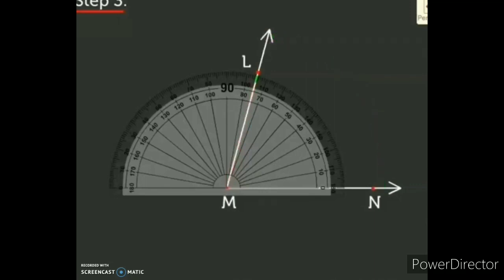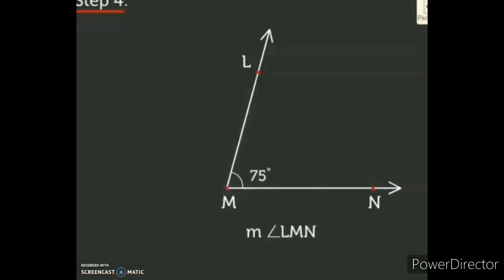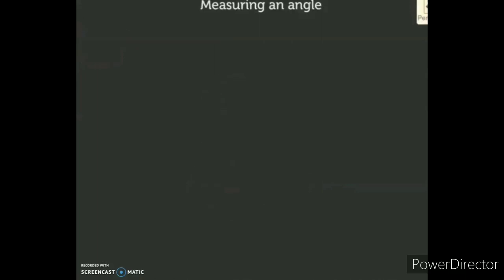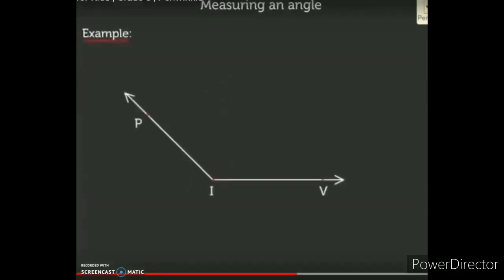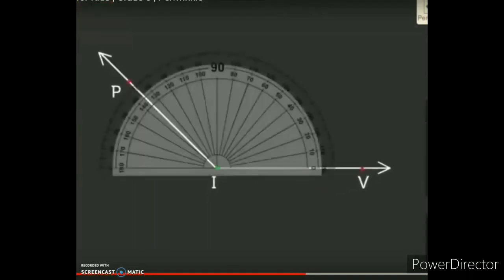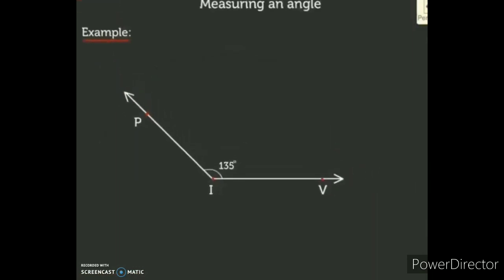The green line is showing its measure from the right side from the 0. Here it's 75 degrees. So we can write angle LMN is equal to 75 degrees. Next example, children, measure angle PIV. Now let's measure. Here the vertex I is kept on the center of the protractor. Then you will get 135 degrees.